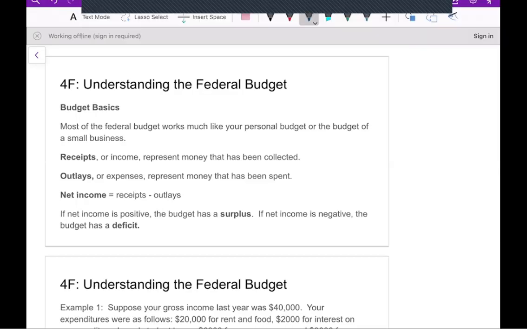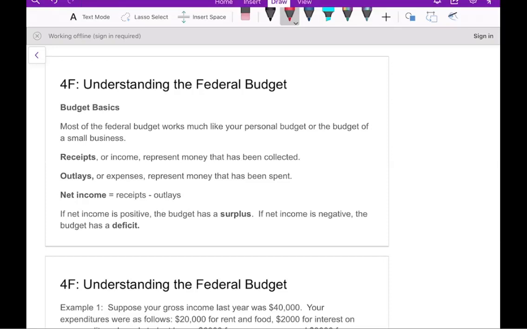Okay, guys, welcome. Today we're going to talk about understanding the federal budget. Now, most of the federal budget works just like your personal budget or the budget of a small business, right? You have a couple different terms that we'll talk about here. You have receipts, which you can really just think of as your income. And this, of course, is money that has been collected. You have outlays, which you can think of as expenses.